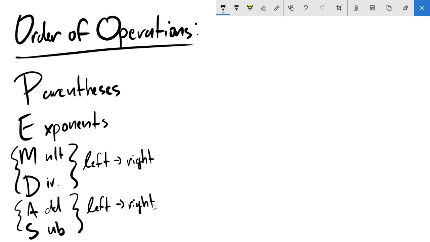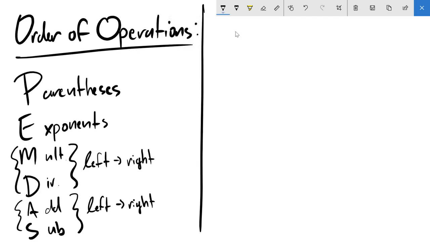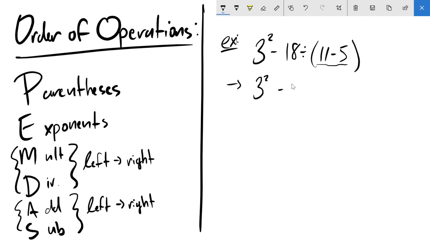Okay, so if we look at an example like the one we had, come over here. Actually, I'm going to make this a little thinner. So let's say you had 3 squared minus 18 divided by 11 minus 5. So when you see an expression like that first one, where do you go first? Yeah, you want to go inside your parentheses. So then we can take care of that first.